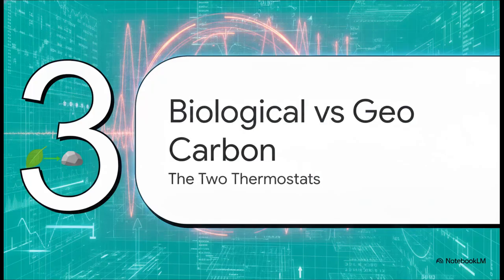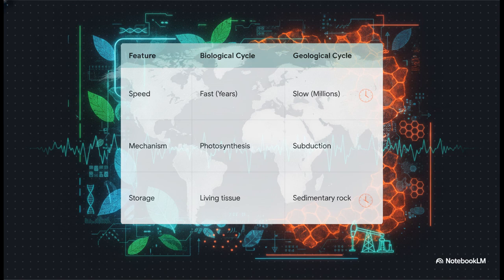Which brings us to Section 3, biological versus geological carbon, or what I like to think of as Earth's 2 thermostats. To understand how those greenhouse gases are normally regulated, check out the stark contrast in the rates of change here. The biological carbon cycle is fast. It breathes carbon almost daily. Plants pull in CO2 for photosynthesis and release it when they decay. We're talking years to decades.